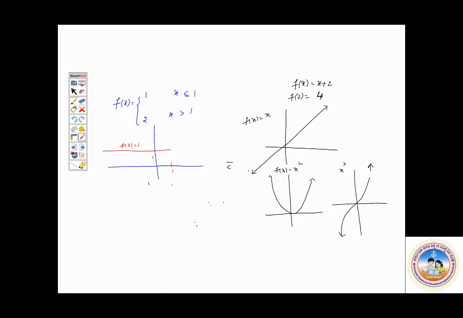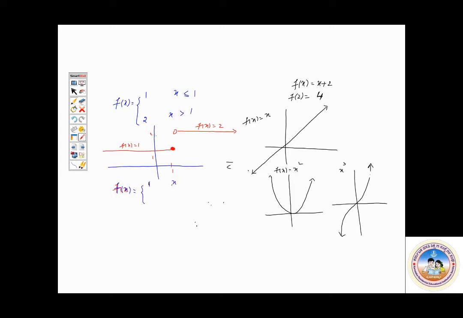After 1, it is 2. So now this is 2, this is 1. Sorry, after 1, this is the graph, f of x is 2. Before 1, the graph. After 1, this is the graph. Now one more, I will consider f of x equals 1 when x is not equal to 1 and 2 when x equals 1.